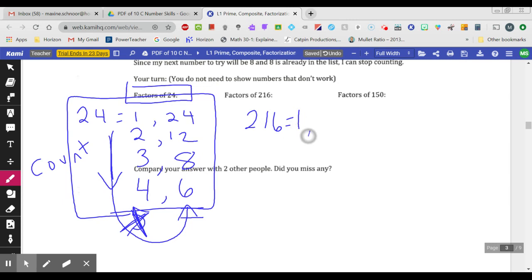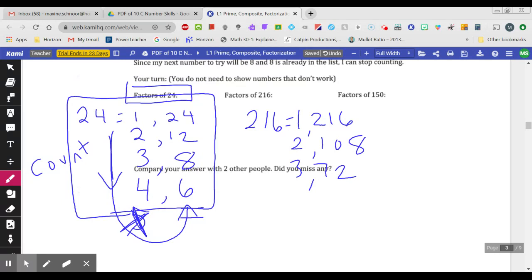Okay, so let's try 216. So 1 goes into 216 times. Now since 216 is even, I'm going to write out 2. Now if you're not sure what 2 times what is 216, just go on your calculator, 216 divided by 2, and you'll get out 108. So 2 and 108 are both factors of 216. Now I'm going to try 3. So 3 times 72 is 216, so both go into 216. So 3 and 72 are both factors of 216.